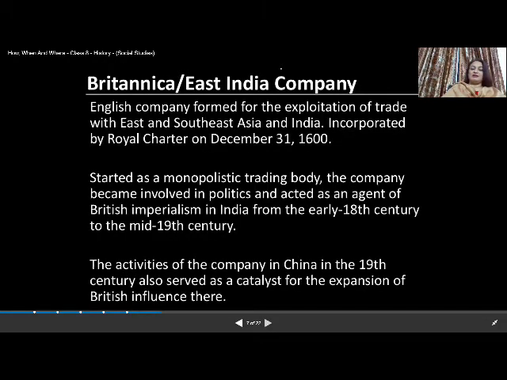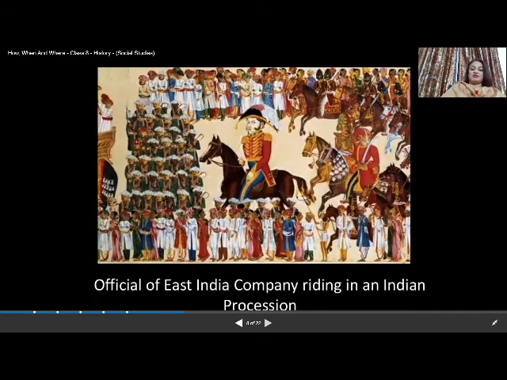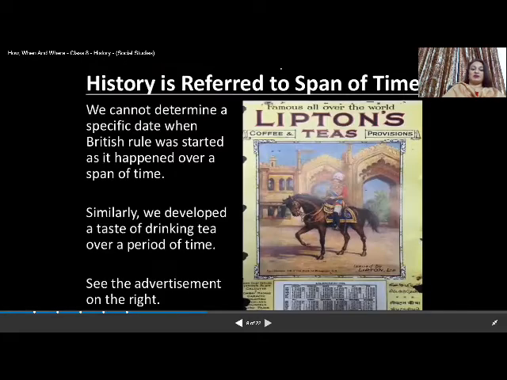After that, we have done how the East India Company was formed for the exploitation of trade with East and Southeast Asia and India. Officials of the East India Company riding in an Indian procession. This picture is very clear.